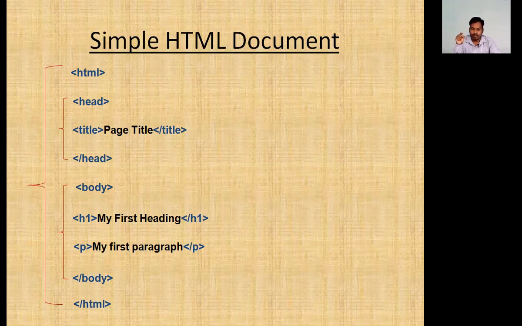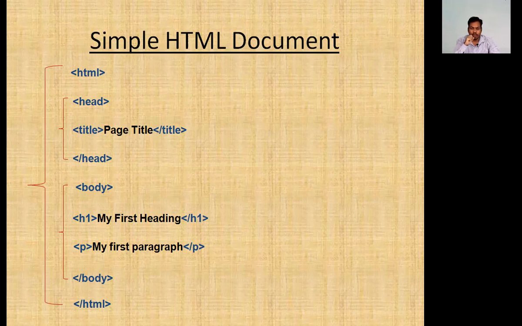In the open tag, we have just written HTML inside the angle brackets. And in the last, here also we have written HTML inside the angle brackets. But before HTML, one slash is there, right? That is a forward slash. So in the starting you have written the open tag of HTML, and in the end you have written the close tag of HTML. Whenever you close a tag, you put the slash symbol, the forward slash symbol.